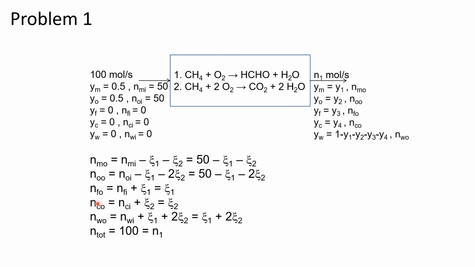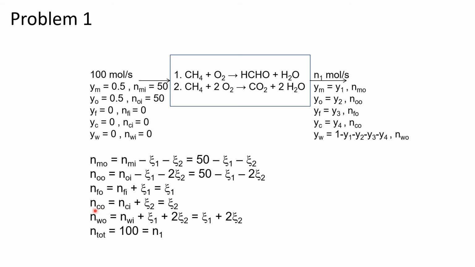Next, let's look at the flow rate of formaldehyde out, which is equal to formaldehyde in, which we know is 0. Then we'll have to look at the first reaction to determine any contribution from generation or consumption. Formaldehyde is a product in the first reaction, so we'll put a plus. The stoichiometric coefficient is 1, and we'll multiply by the extent of the first reaction. So this becomes 0 plus Xi1, which is Xi1.